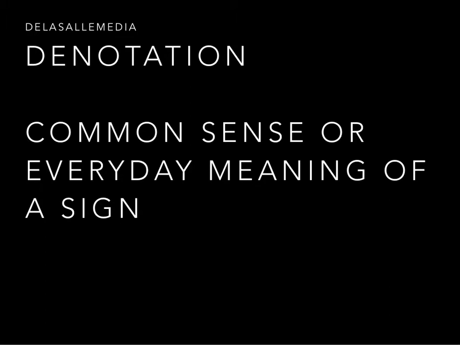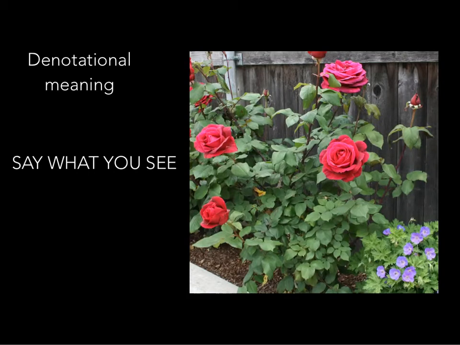So let's take this next image, for example, and let's talk about its denotational meaning. So if you say what you see, you can clearly see a rose plant, right? Yeah, that is its denotational meaning. That is exactly what it is.